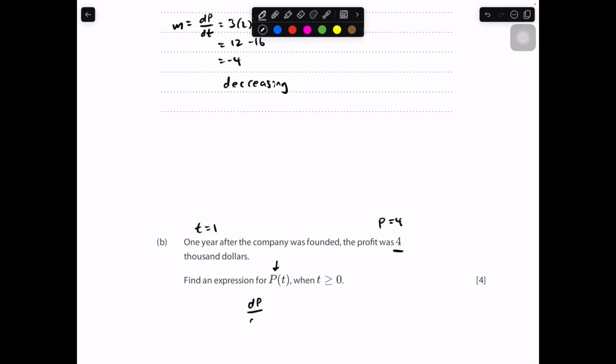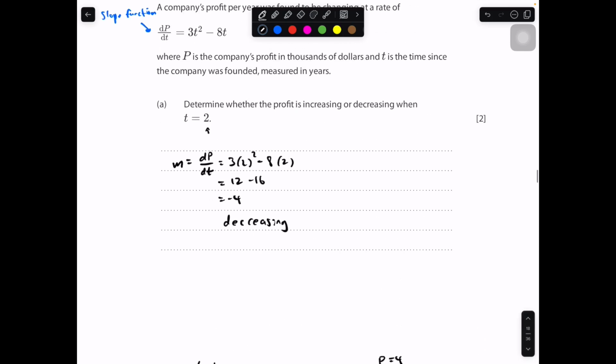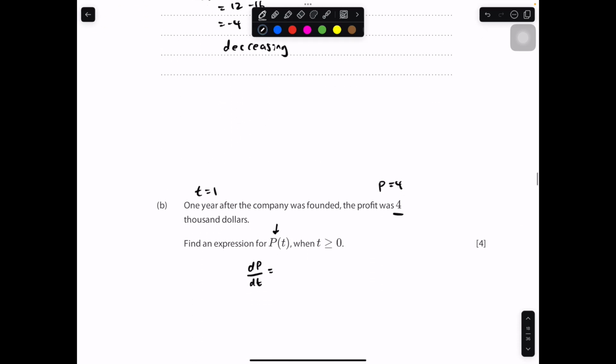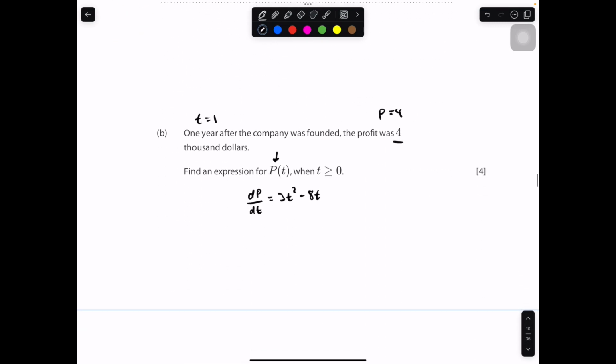dp over dt, this is our derivative, was 3t squared minus 8t. Alright, 3t squared minus 8t, and just make sure, good. Let's find p. Let's take 3t, increase the exponent by 1, divide out by that new value, minus 8, increase the exponent by 1, used to be the power of 1. Let's divide out by that new value, and potentially we might have had a constant initially.